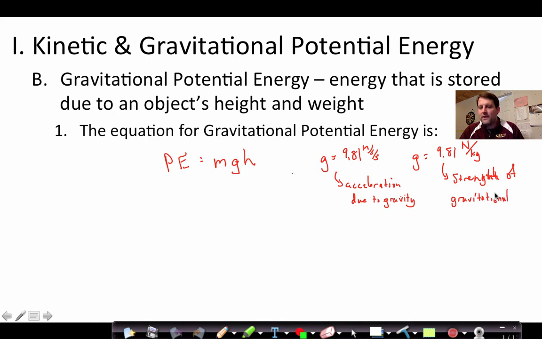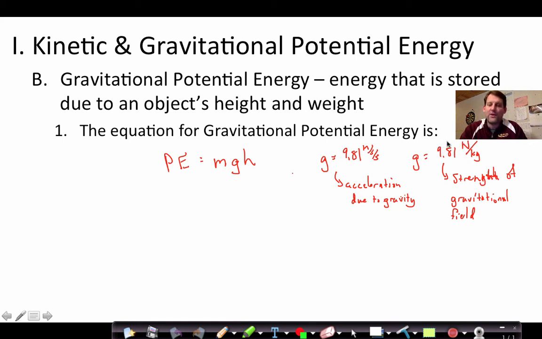So it's the strength of the gravitational field. Here's how that makes sense. What this number tells us is that for every kilogram of mass, I'm going to get 9.81 newtons of gravitational force from that. So it gives me the ratio of mass to weight, and that gives me an idea of how strong the field is.